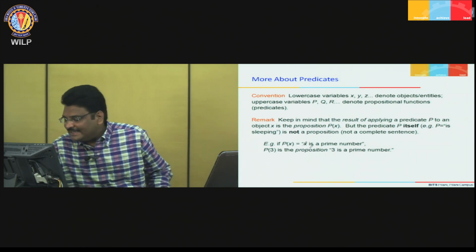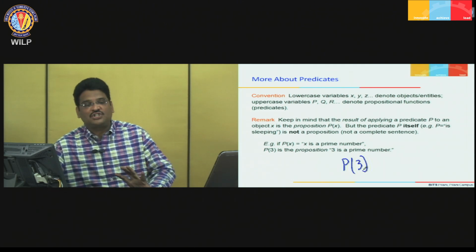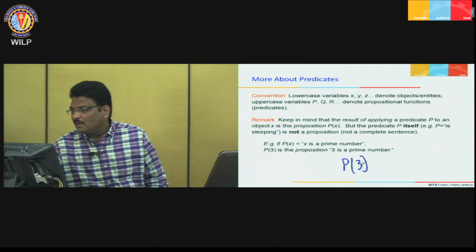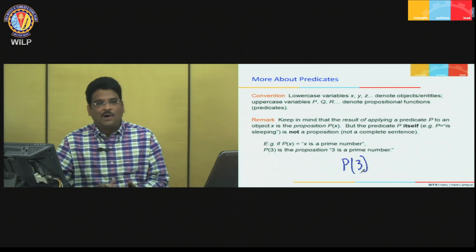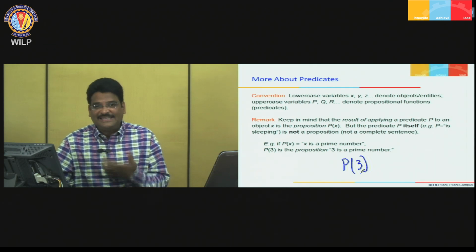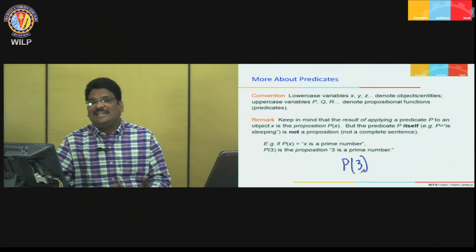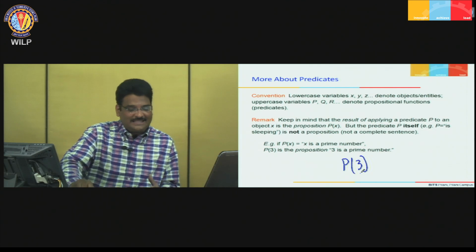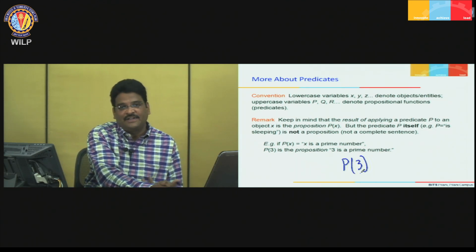When I say P of 3, this is a proposition because I am substituting x with the natural number 3. Then P3 becomes 3 is a prime number. It may be true or it may be false, it doesn't matter. P3 is a proposition, but not P. P is called a predicate. We never call P a proposition. When we substitute a value for the variable, it becomes a proposition.